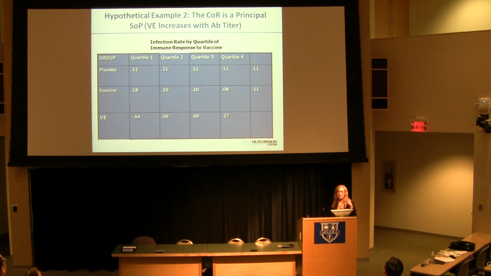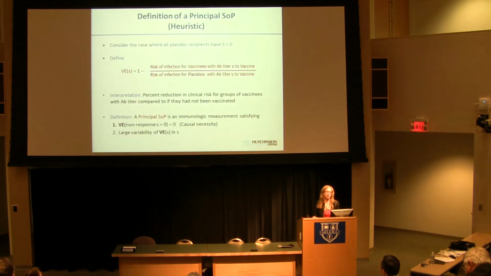And so we get a vaccine efficacy that increases with antibody titer, ignoring the fact that it actually makes things worse in this example. But that's what we're talking about when we want to be able to estimate vaccine efficacy based on the immune response the placebo group would have had if they had been vaccinated, but they don't get vaccinated. So the question is, how can you know that?